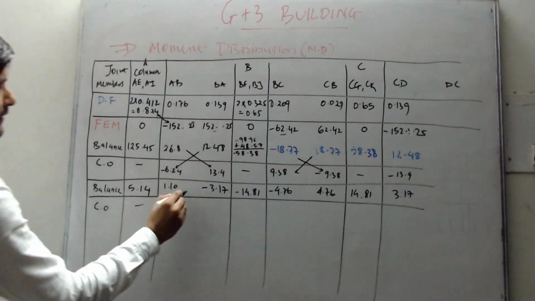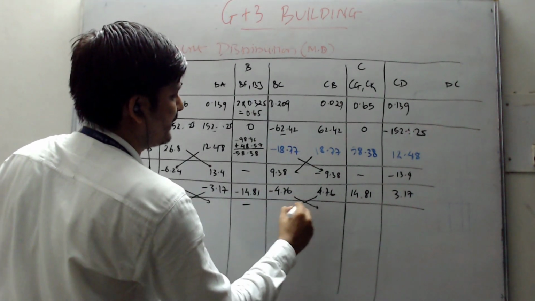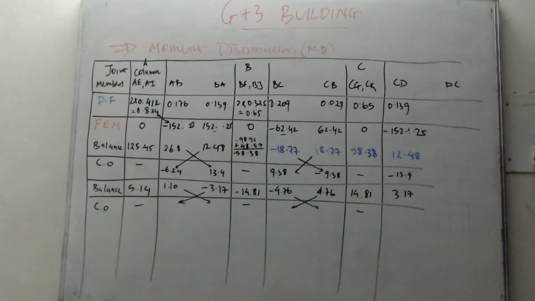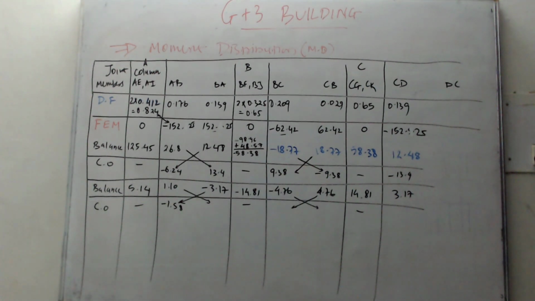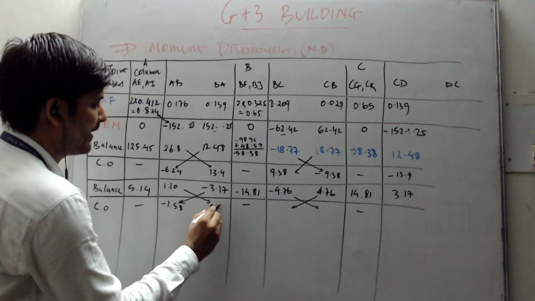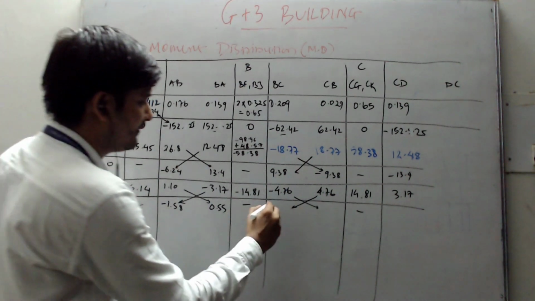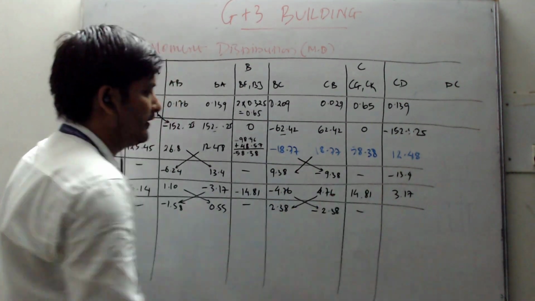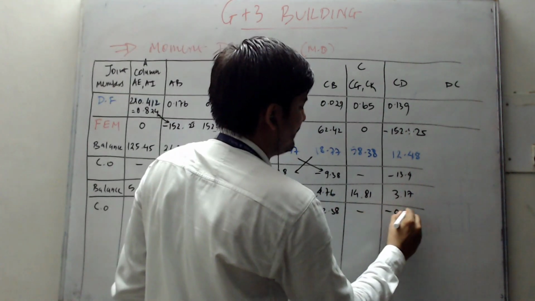So this half, left half, right half, same way on the last point. So minus 3.17 divided by 2 will give me 1.58, and 1.1 divided by 2 is 0.55. Again 4.76 divided by 2 is 2.38, and minus 2.38, and at the last I will be having minus 0.55. Alright.